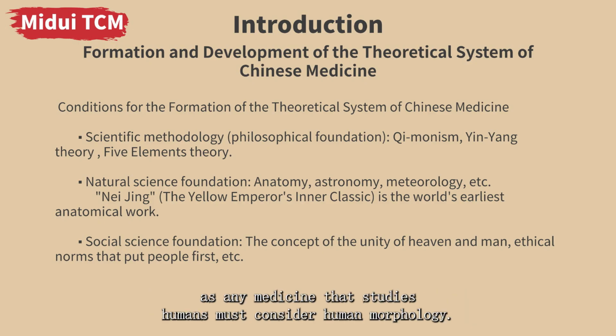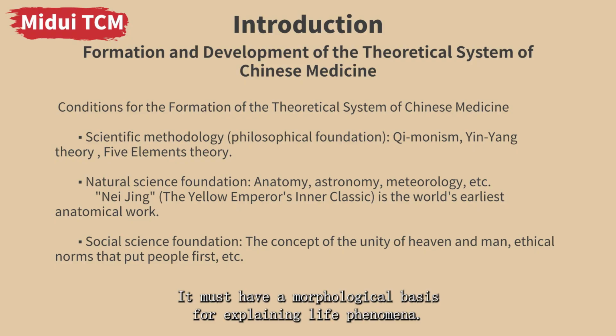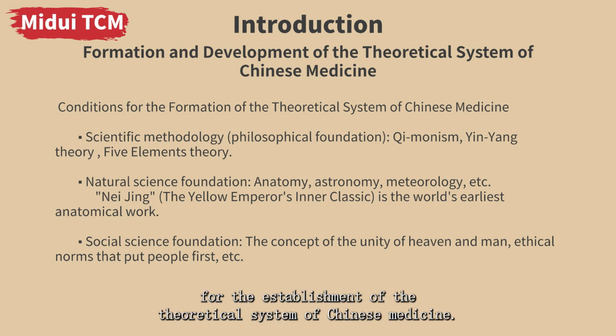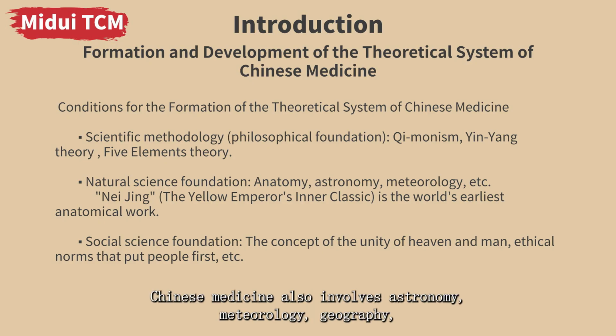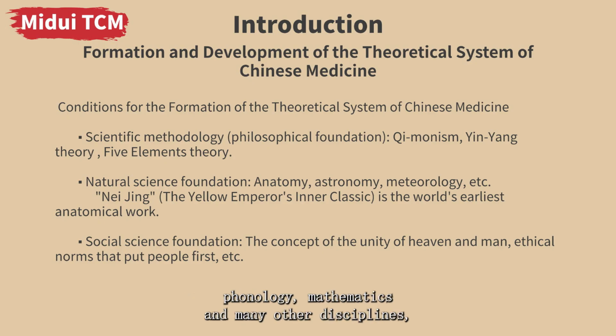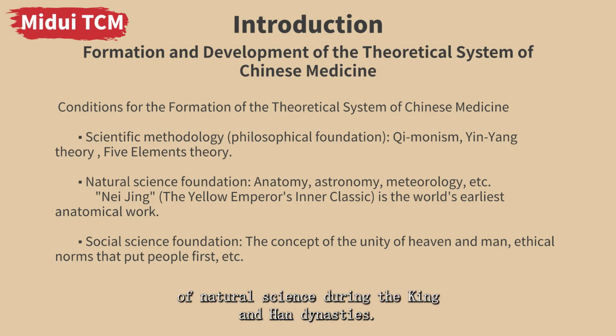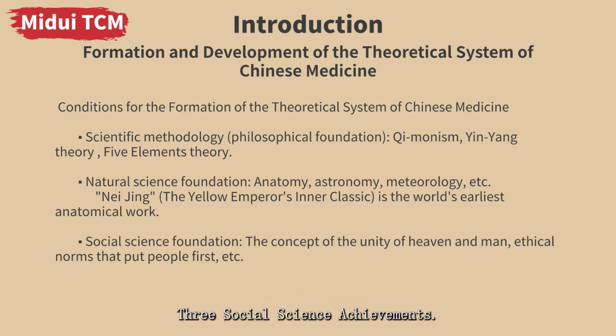As any medicine that studies humans must consider human morphology, it must have a morphological basis for explaining life phenomena. The achievements in anatomy during the Qin and Han dynasties provided a morphological foundation for the establishment of the theoretical system of Chinese medicine. Chinese medicine also involves astronomy, meteorology, geography, phenology, mathematics, and many other disciplines, all of which contribute to the construction of the medical system by fully absorbing the accomplishments of natural science during the Qin and Han dynasties. 3. Social science achievements.